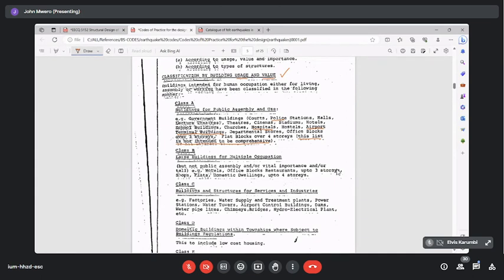The next category is large buildings for multiple occupation, but not public use. So office blocks, restaurants, buildings up to 3 stories, shops, flats, they fall under category B.